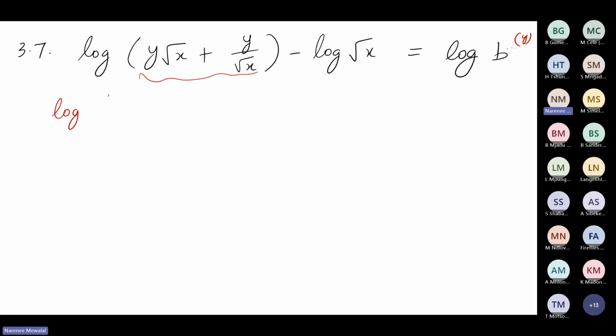So you've got log, and your LCD here is root x. Remember that this is over 1. So you're going to get root x divided by 1 is root x. y root x times root x is yx. x times root x is x. Plus y, and we bring down everything as it is.